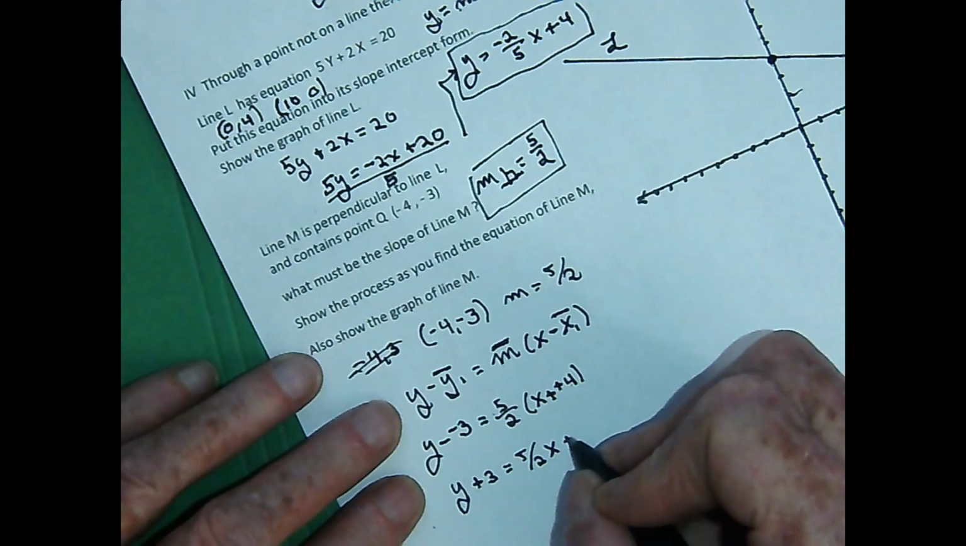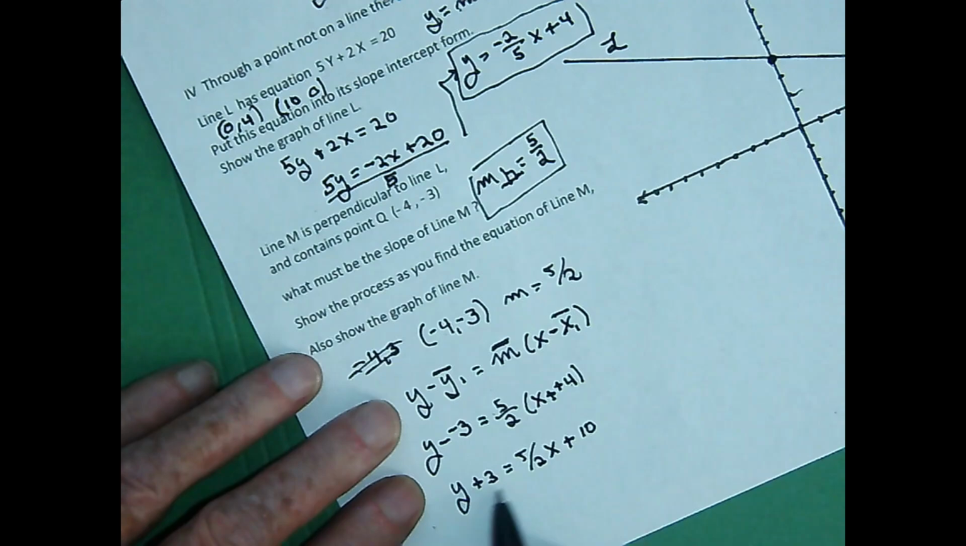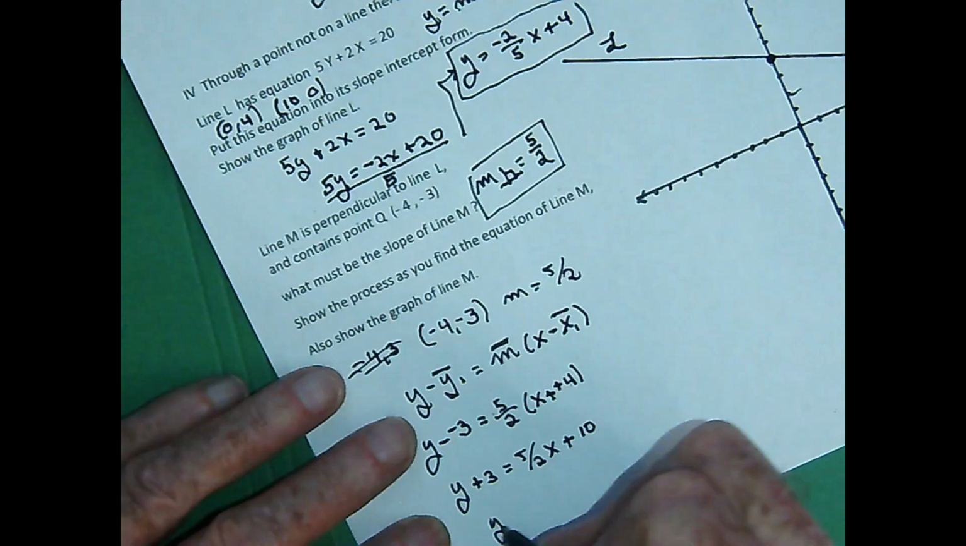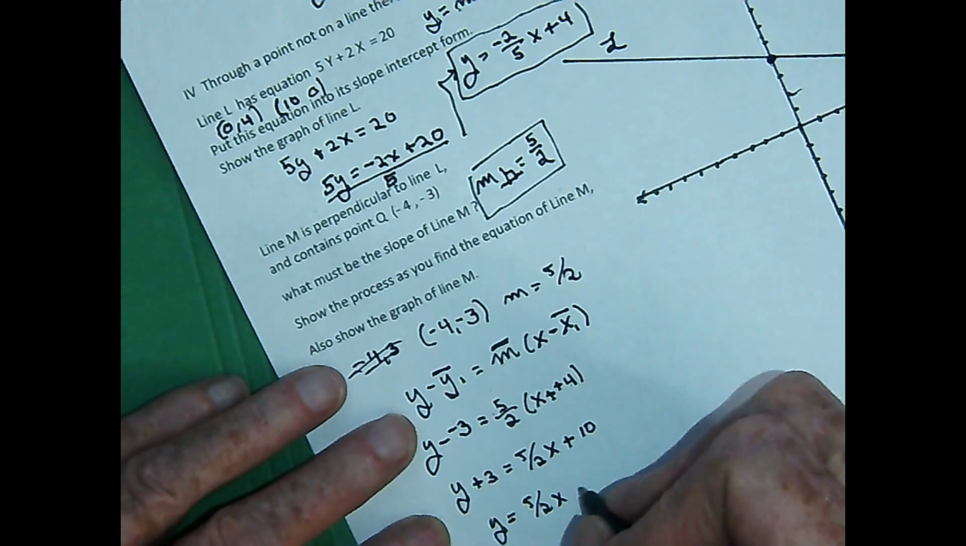Now, let's isolate that y guy on the left-hand side. So I got to subtract 3 from both sides, and it would become y equals 5 over 2 x, subtracting 3 from both sides, plus 7. I think this ought to be the line.